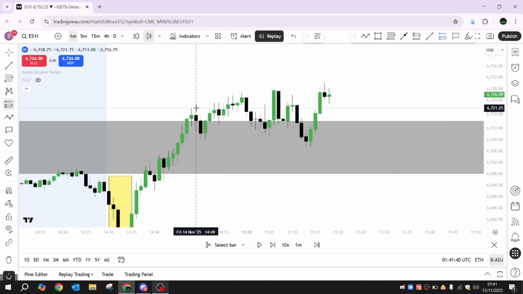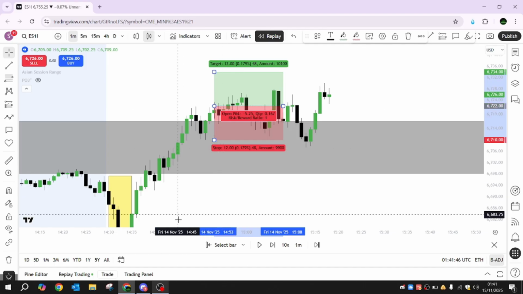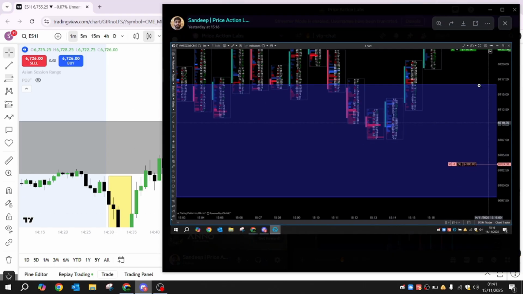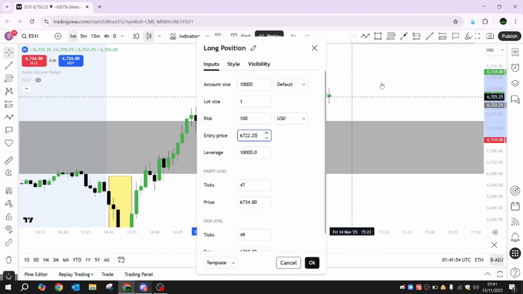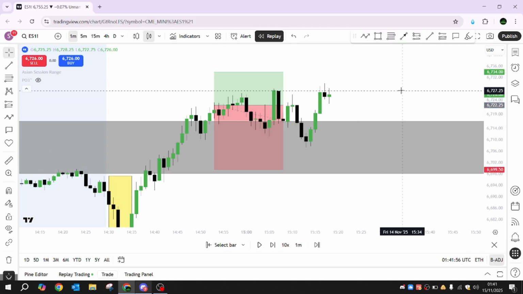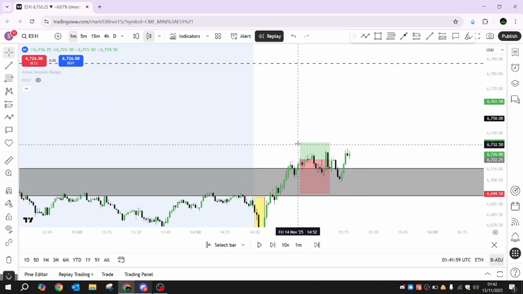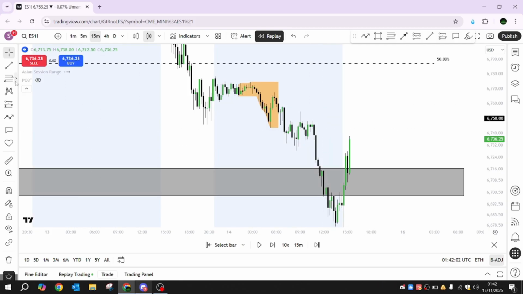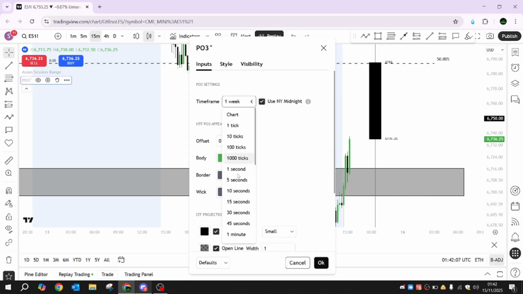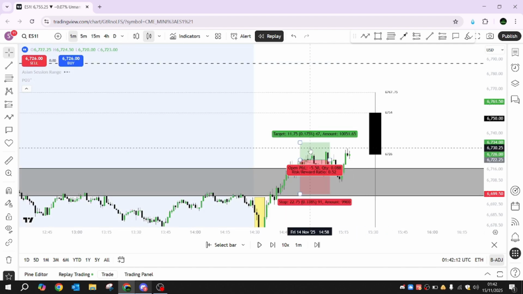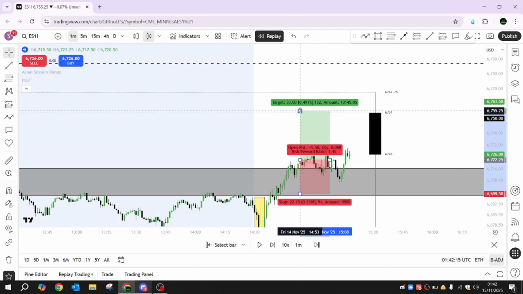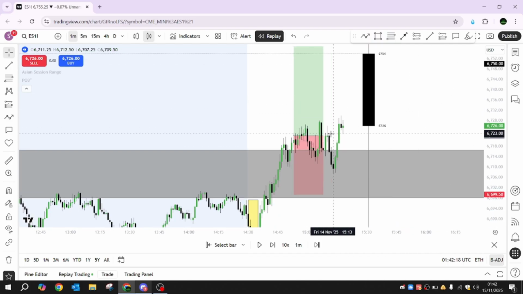So 67.22. What was my entry again? 67.22.25. So here was my entry, with stops just above the bottom of the level. I wanted to target the next 15-minute fair value gap, or the daily opening price. The daily opening price was just over here. I wanted to target this level over here, just under a 1.5R.